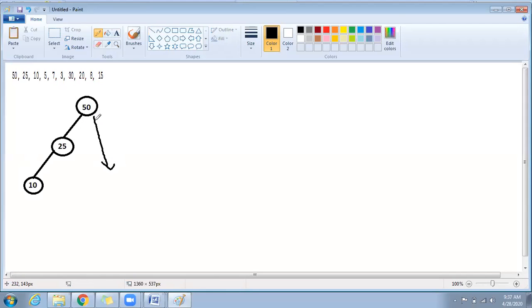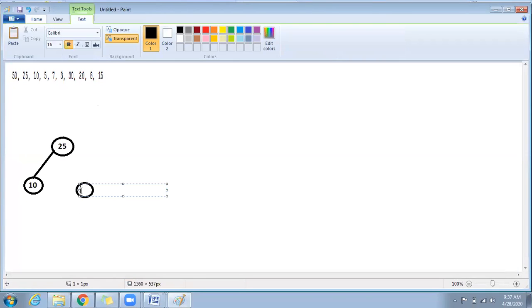So what is the resultant tree? 25 will become the root node, and then 50 will become the right node. Okay. What is the next step?